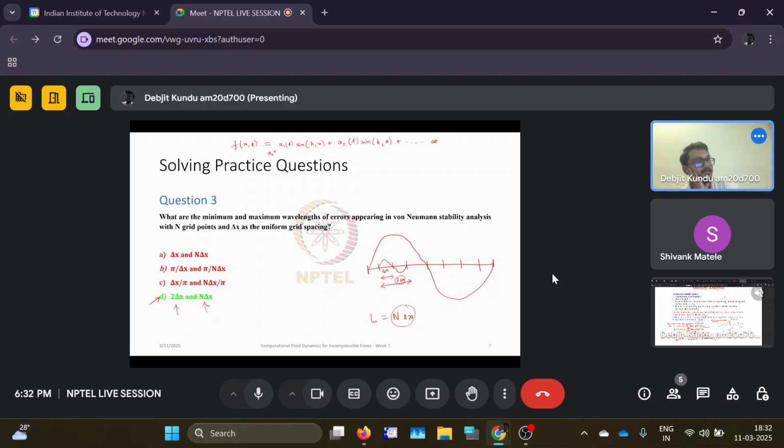So the main use of this is, let's say, forget space for a moment. Let's say this was only time. So in that case, a0 would be a constant, plus a1 sine k1 t plus a2 sine k2 t, like this. So this is a Fourier series in time.